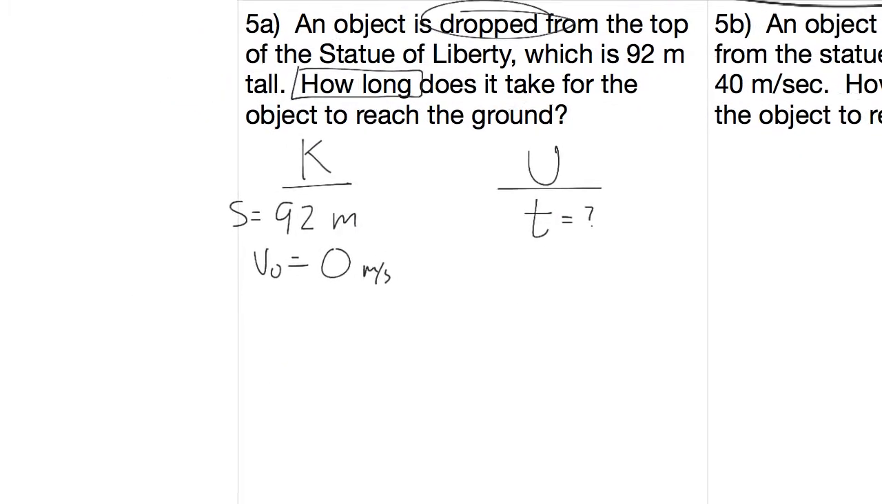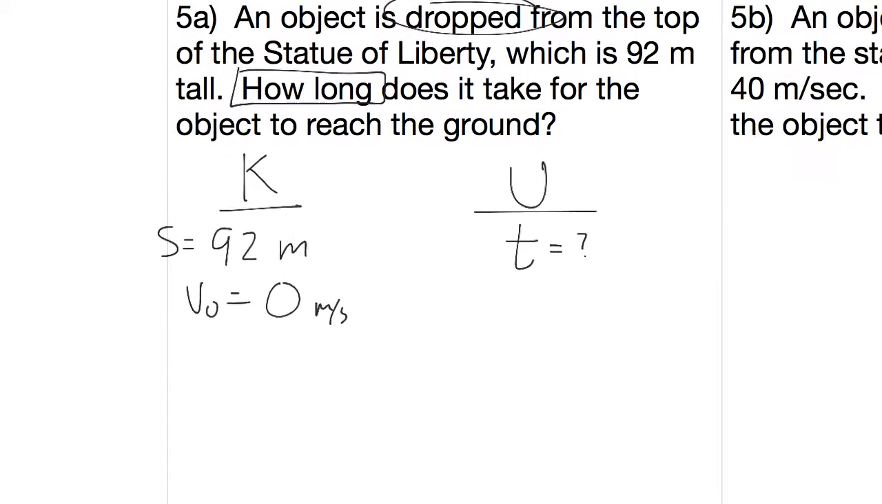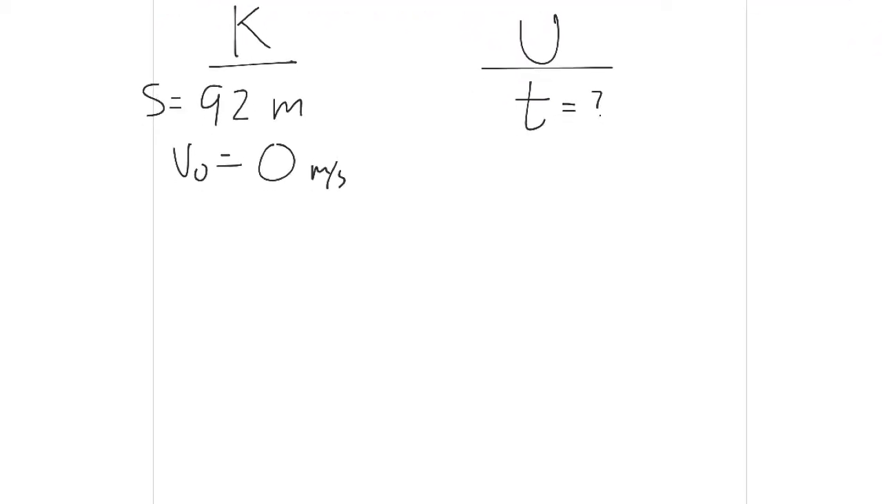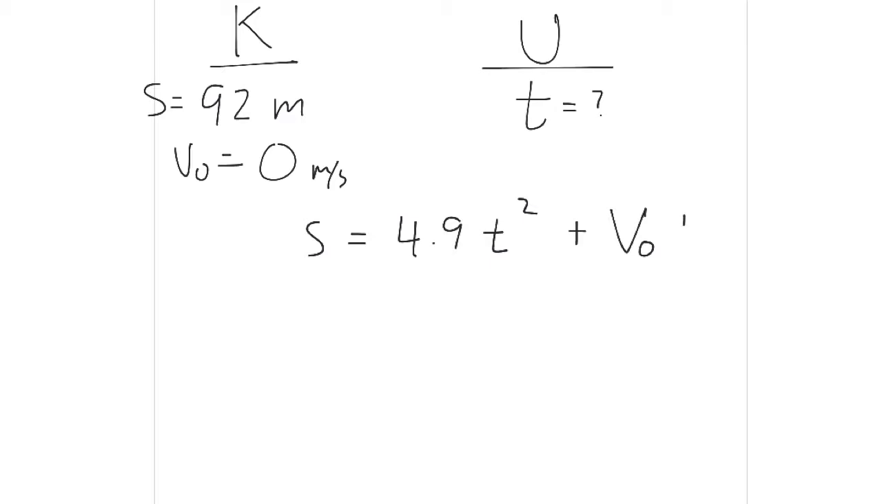What you really want to know is how long does it take for the object to reach the ground. So therefore, the t is, we don't know what the t is, we have to try and find that out. So the equation we're going to use, because of the 92 meters, is going to be S equals 4.9t squared plus v0 times t. Substituting in the value for S is 92 meters, and the value for v0 is going to be 0.